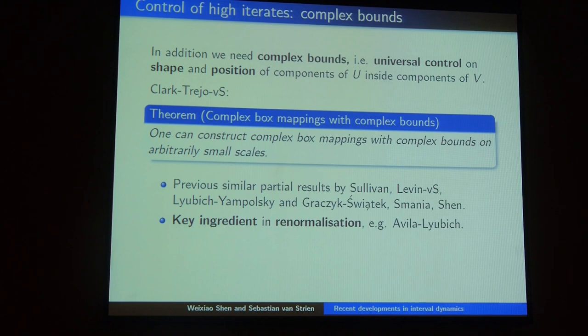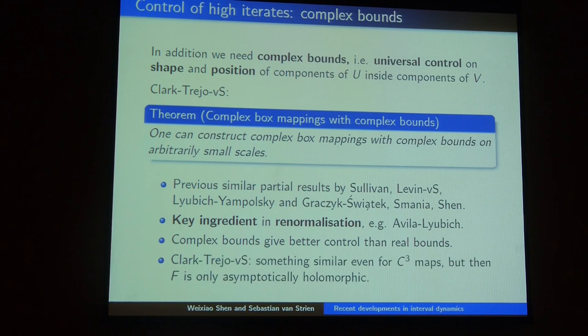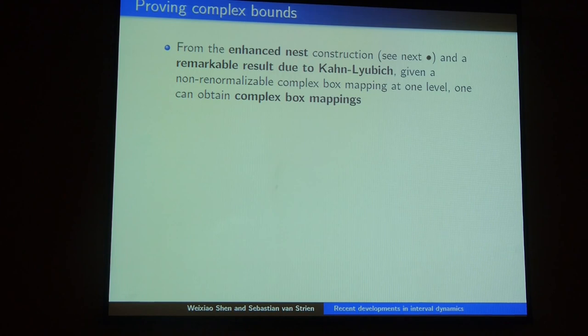And actually, I want to emphasize that this complex box mapping, or these a priori bounds, is one of the key ingredients also in renormalization theory. This is kind of what drives this whole mechanism here. And complex bounds actually give you more information than having real bounds. Real bounds we actually obtained quite some time ago, but that's actually not going to be enough. And then actually what we need here is also that even if you have C3 maps, you still have something like complex bounds or complex box mapping. Of course, the map will not be analytic, holomorphic, but will be almost holomorphic in a sense that I won't explain here formally, but it's going to be more and more holomorphic the closer you get to the real line. And so you still have this structure here, and going to the complex turns out to be extremely useful. And to explain a little bit more about the complex bounds, one way of doing it is a so-called enhanced nest construction, which is in the next bullet point.